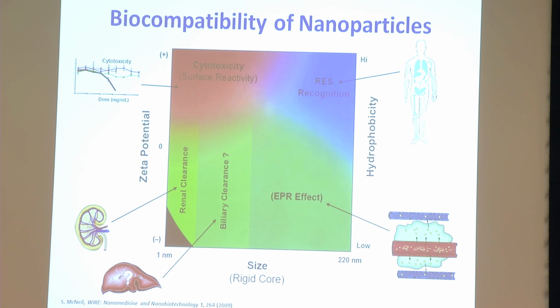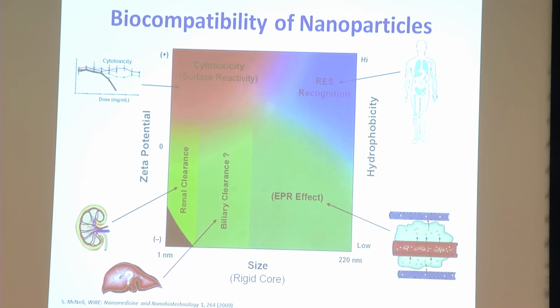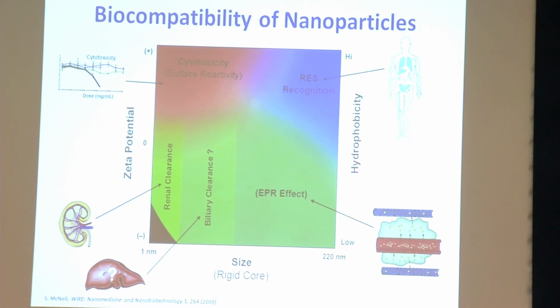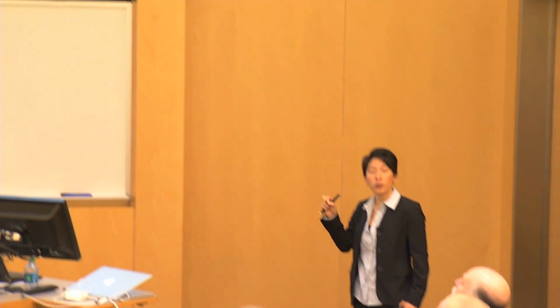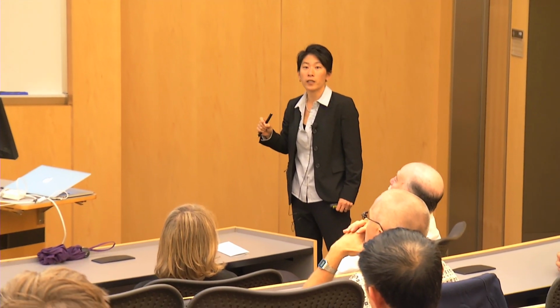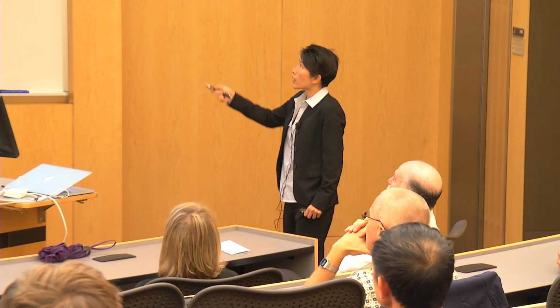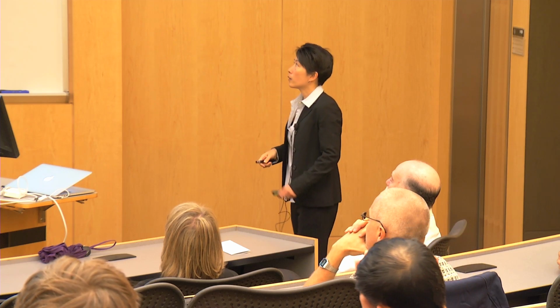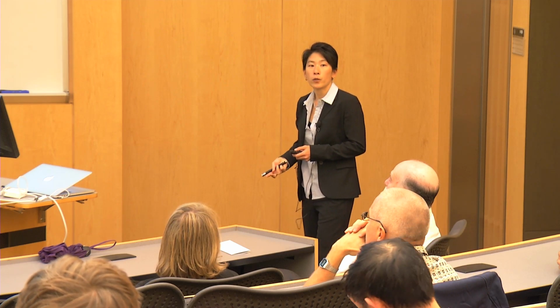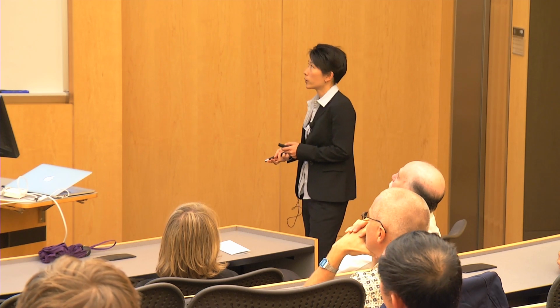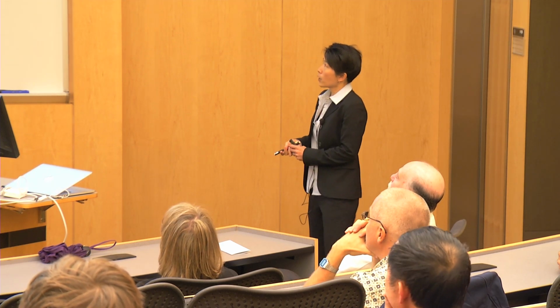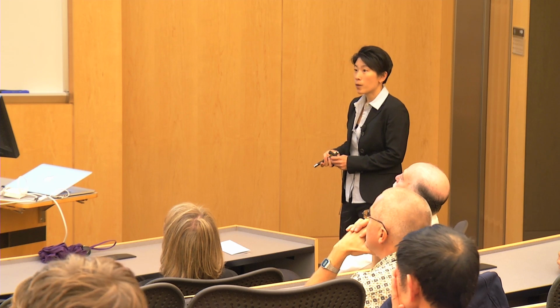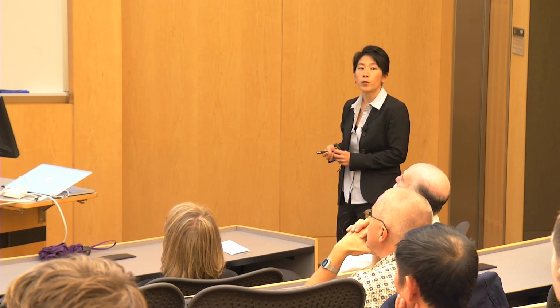And then finally, you don't want it too hydrophobic, because if it's too hydrophobic, the MPS system will take over, and all the phagocytes will just remove everything. And so then your particle or your agent can actually get to where you want it to go. And so you really need something in this middle region. And what's nice is that it gives us some design rules for how you might want to think about nanoparticle design.